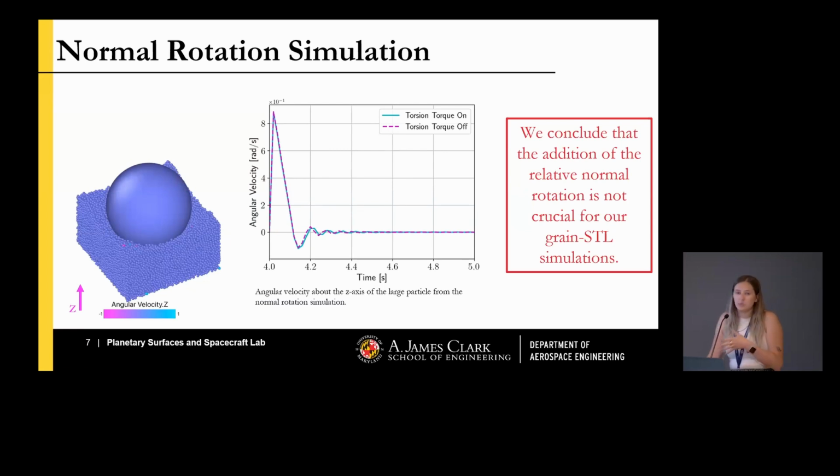I did the simulation twice, both with the normal component of the rotation force taken into account between the grains and also with it not taken into account. That's what the two lines on the graph represent. What we see is that the behavior between the two lines is pretty similar, which is awesome. So we can conclude that if we replace that giant grain with a wheel, the fact that the normal component of the rotation isn't taken into account for those interactions shouldn't be a problem.